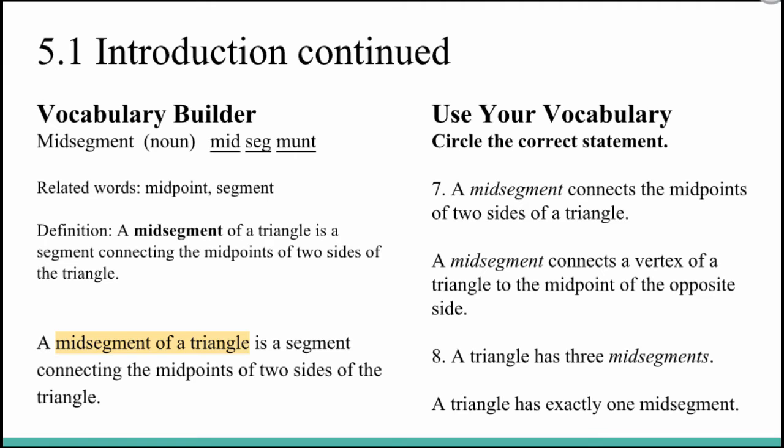Hold on. So, which one of these two are true? A midsegment connects the midpoints of two sides of a triangle, or a midsegment connects a vertex of a triangle to the midpoint of the opposite side. Yes. I believe it's the first one? Yes, it's the first one. And then for number 8, a triangle has 3 midsegments, or a triangle has exactly 1 midsegment.